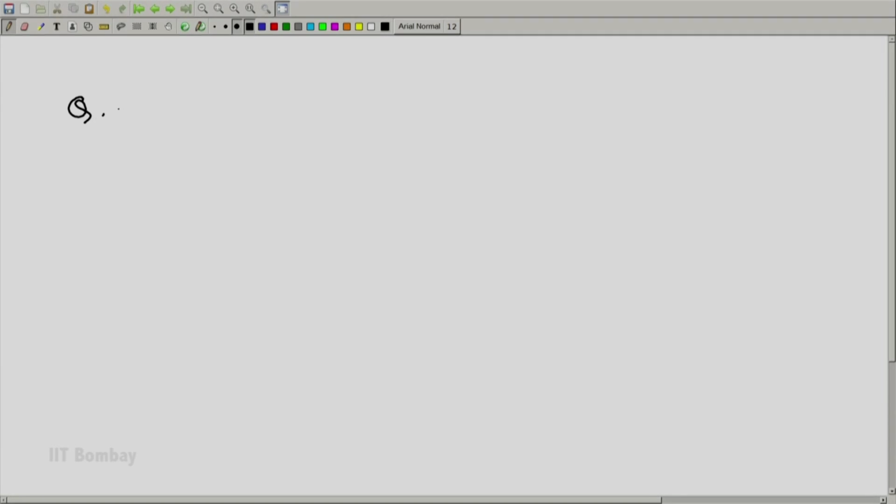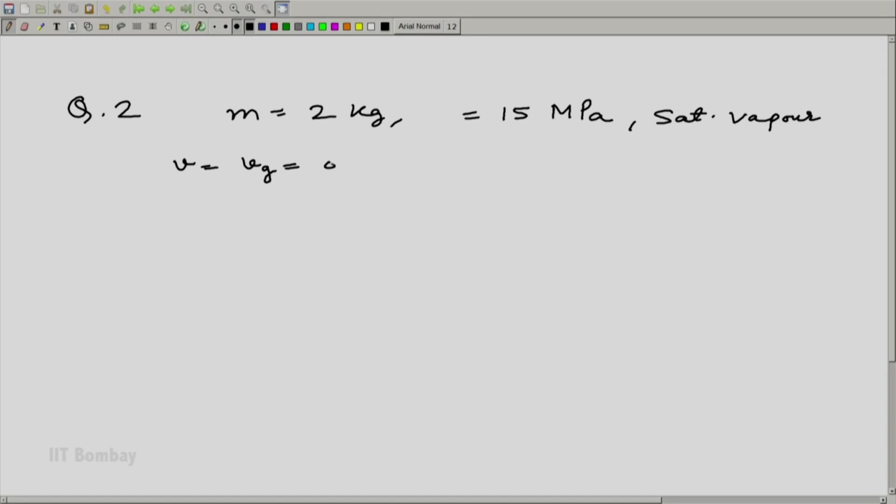So question 2, M is equal to 2 kg, P is equal to 15 MPa, and the condition is saturated vapor. We just found those values, therefore V is equal to Vg, which is 0.01033 meter cube per kg from the table. In our case we have 2 kg, and therefore Vg will be 2 times this, 0.020676 meter cube.